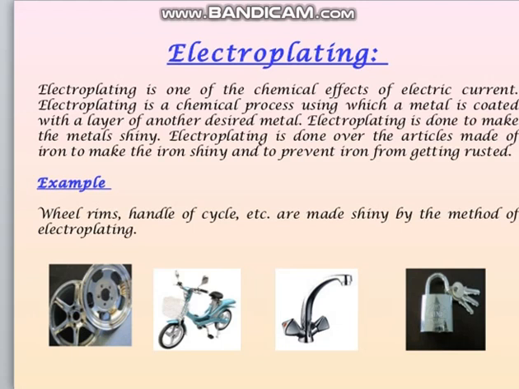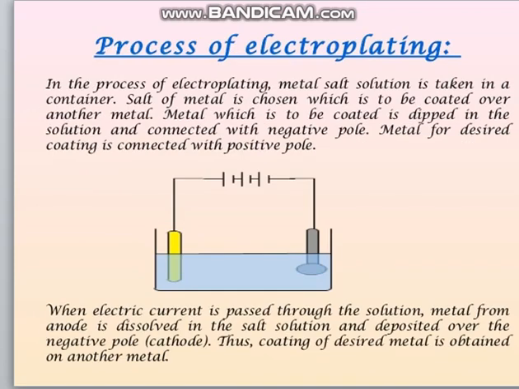Some examples: wheel rims, handles of cycle, they are made shiny by the method of electroplating. Now what exactly are we doing in that process of electroplating? Two metals we have to take. One whose layer has to be made over another one, and the other metal on which we have to make the layer. Two different metals we have to take.